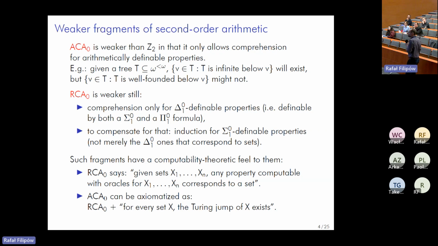And even weaker theory, RCA0. So ACA stands for arithmetical comprehension axiom. RCA stands for recursive comprehension axiom, where recursive means computable. So RCA0 allows only comprehension for Δ^0_1 properties. So if you can define a property using both a Σ^0_1 and a Π^0_1 formula, that's okay, that counts as a set. So basically Δ^0_1 means computable. So if a property of natural numbers is computable, that gives you a set.